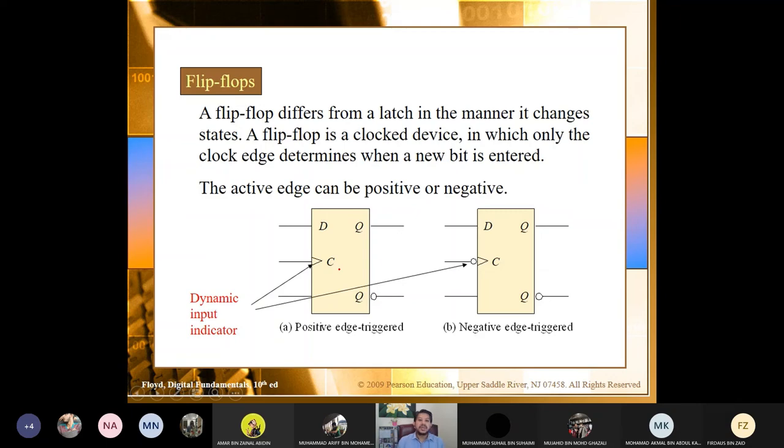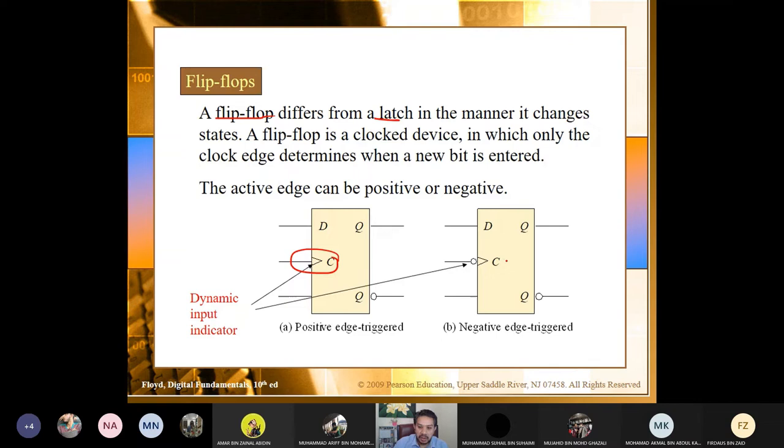Okay, so today we're going to see in what manner flip-flops differ from latches. The main difference between a flip-flop and a latch is that a flip-flop normally has a clock.